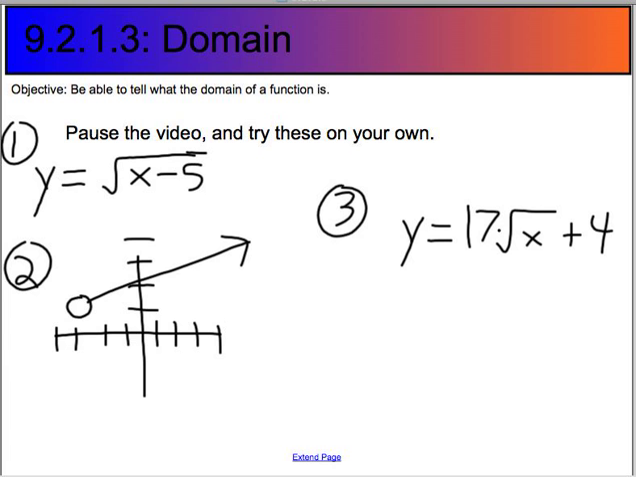When you plug in 5, you get the square root of 5 minus 5. 5 minus 5 is 0, square root of that. Square root of 0 is also 0. So that's why 5 does work.